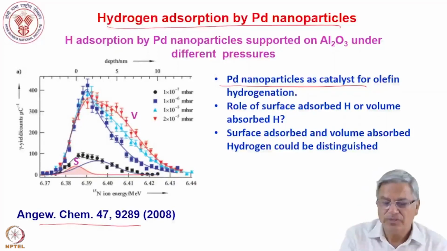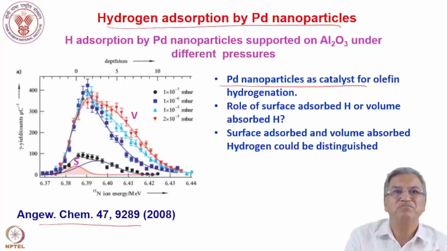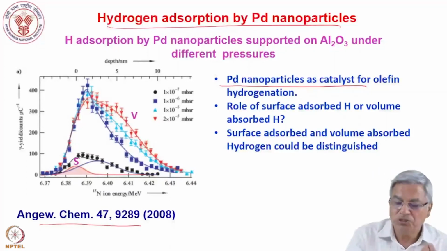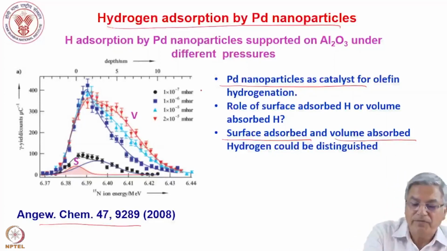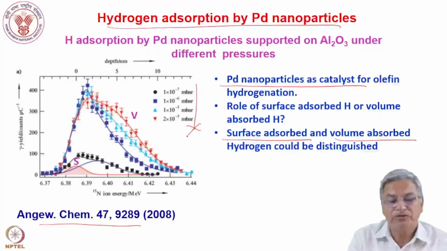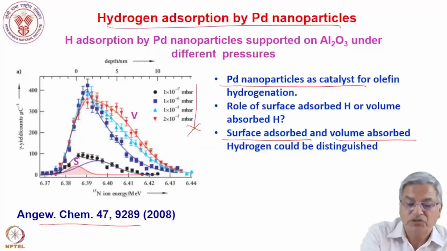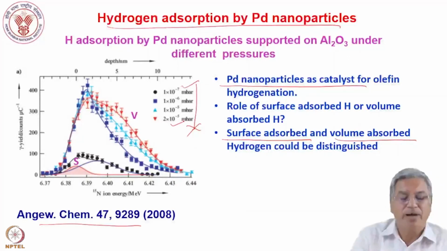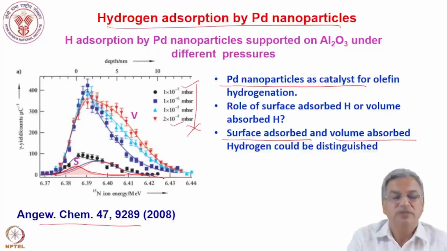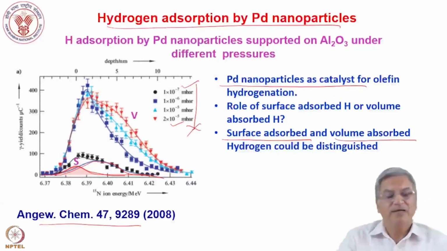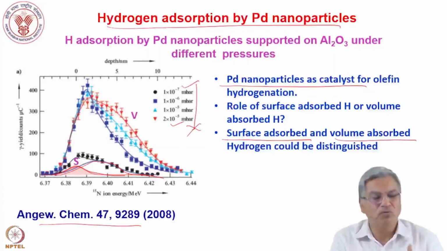So what they found is that by this technique, NRA, one could distinguish between the surface adsorbed hydrogen and volume absorbed hydrogen. And you can see here the depth profiles as a function of the hydrogen pressure. They studied 10 to the minus 7 millibar to 2 times 10 to the minus 5 millibar, and the surface adsorbed hydrogen and the bulk hydrogen could be distinguished.